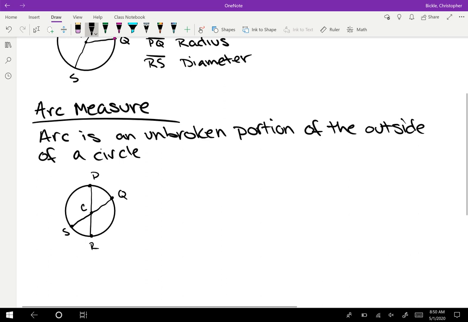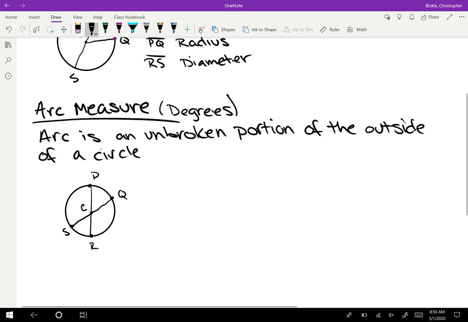Now, when we're talking about arcs, we're talking about a portion of the outside of the circle. If we're talking about the entire outside of the circle, we're talking about circumference. Right now, we're just talking about a portion of it, and it's an arc, okay? When we're trying to find the arc measure, arc measure is in degrees. So we're not interested in the length yet. Right now, we're looking at it in degrees.